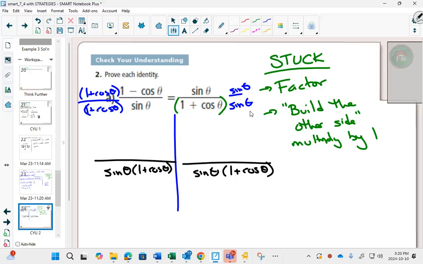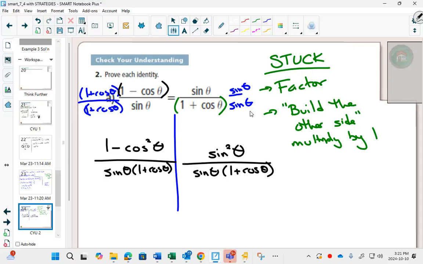Okay, but now my denominators are the same. On the right-hand side, if I have sine theta times sine theta, I'm going to get sine squared theta. And on the left-hand side, if I look at multiplying the top, do you recognize the difference of squares? 1 plus cos theta, 1 minus cos theta. That's a difference of squares factored. So you're going to get 1 minus cos squared theta if you multiply that out.